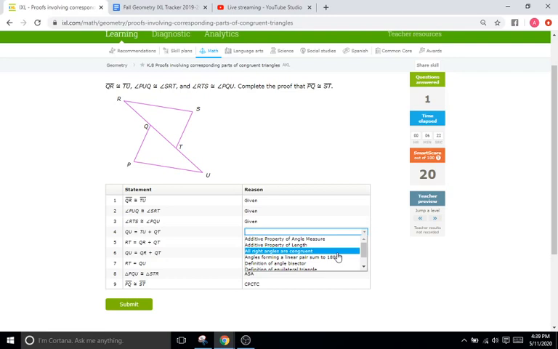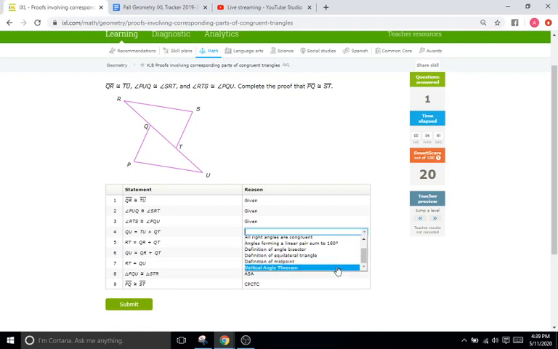All right angles are congruent. Nothing to do with right angles. Angles forming a linear pair, nothing to do with angles. Definition of angle bisector, no angles. Definition of equilateral triangle, nothing to do with equilateral triangles in this entire problem. Definition of midpoint, nothing to do with midpoint there.